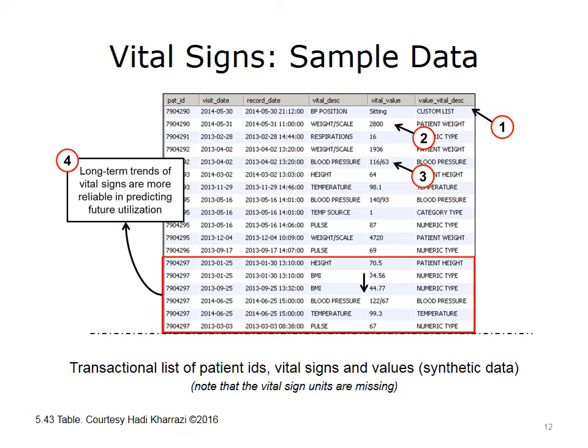Note that due to missing units, the values may be misleading in some cases. Arrow 3 shows the fact that sometimes a combination of numbers might represent the value of a lab test. Box 4 shows a number of vital sign records for a given patient over an extended period. For example, in this case, the BMI of the patient has increased from 34.56 to 44.77 over a period of almost 8 months. These vital sign changes may create risk factors for future healthcare utilization.